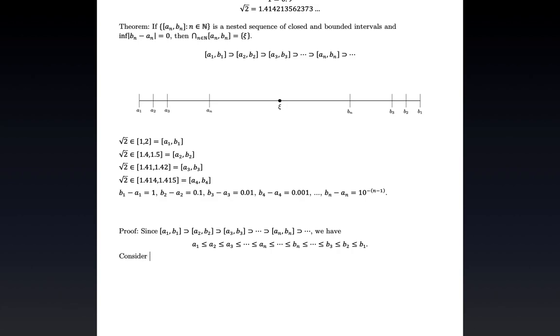Consider two sets. Number one, A, which is the set of all left extremities, left endpoints, so the set of all ANs, n coming from N. And consider B as the set of all right endpoints. So this is my A and this is my B.